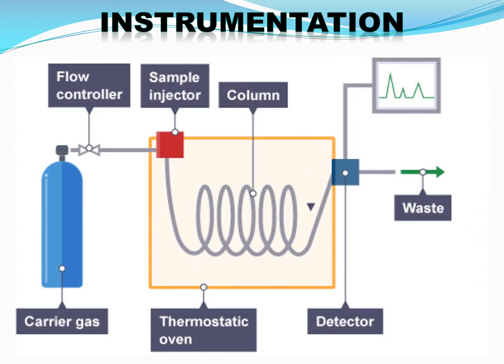Let us look at the instrumentation, how the instrument works. This is a diagram of the instrument. Here you take the gas. This is a cylinder in which you are taking the gas. The gas is called carrier gas. And this is the column.